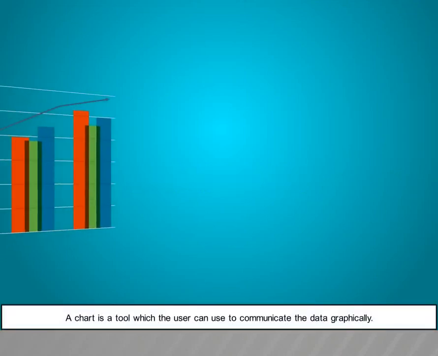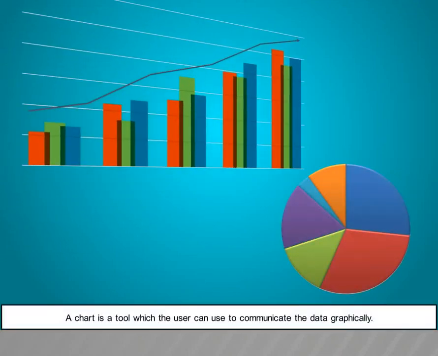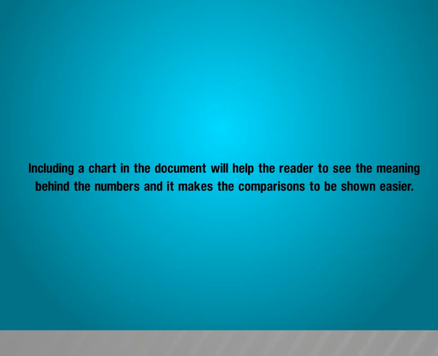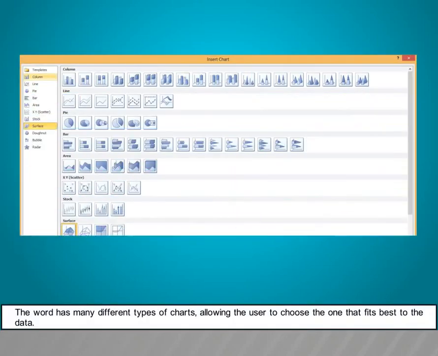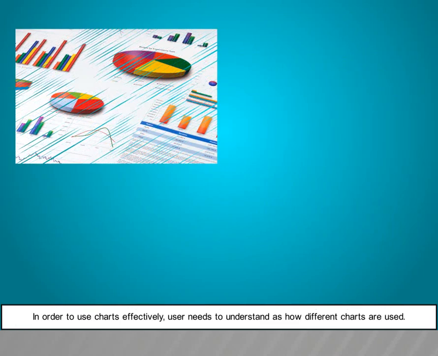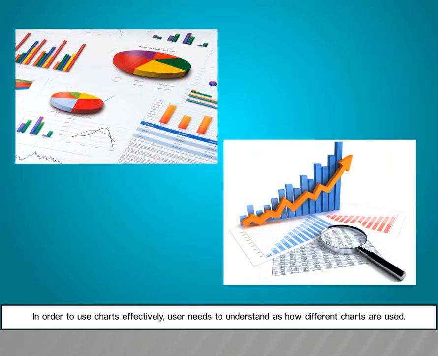Creating a chart. A chart is a tool which the user can use to communicate data graphically. Including a chart in the document will help the reader to see the meaning behind the numbers, and it makes comparisons easier to show. Word has many different types of charts, allowing the user to choose the one that fits best to the data. In order to use charts effectively, the user needs to understand how different charts are used.